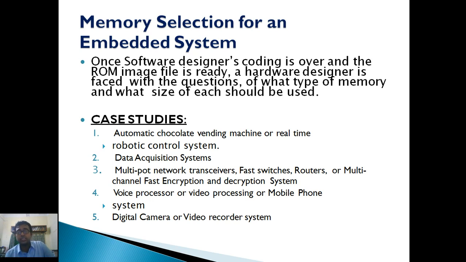So these are the case studies that we have discussed here. The first case study is an automatic chocolate vending machine or real-time robotic control system. Data acquisition system, multi-port network transceiver, fast switches, routers, or multi-channel fast encryption and decryption system. Voice processor or video processing on mobile phone. In case of voice processor or video processing on mobile phone, we use flash memory, flash ROM. In case of digital camera or video recorder system, we also use flash ROM.